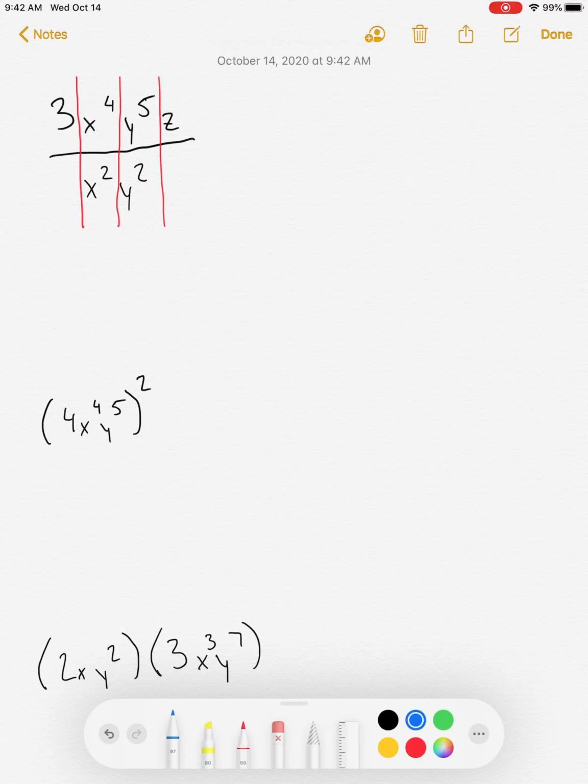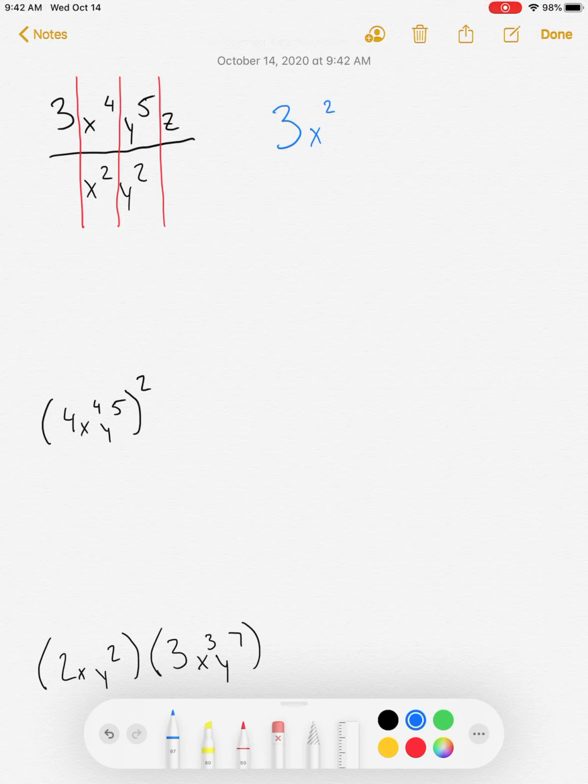So 3 divided by nothing is still 3. So we're left with 3. Then we have our x's. X to the fourth divided by x squared. We need to subtract those exponents. So 4 minus 2 is 2, so we're left with x squared.